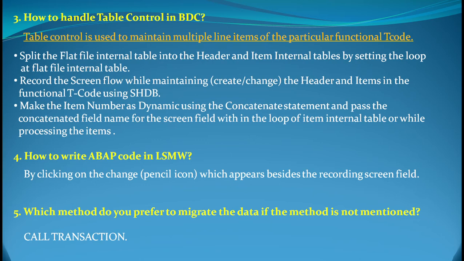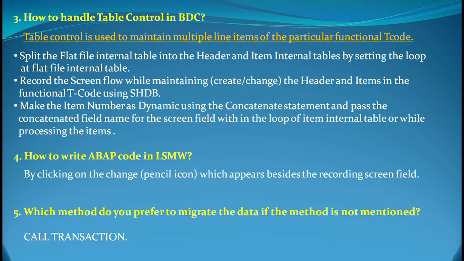So what we do initially is we split the flat file internal table into a header and item related table by setting a loop. And this loop is set at the flat file internal table. Keep this in your mind. Then you record the screen flow. The screen flow is to be recorded every time you do it. Even if you're creating or even if you're changing, no matter what, you record the screen flow while maintaining the header and the items in the functional T code using SHDB. We've just seen this T code.